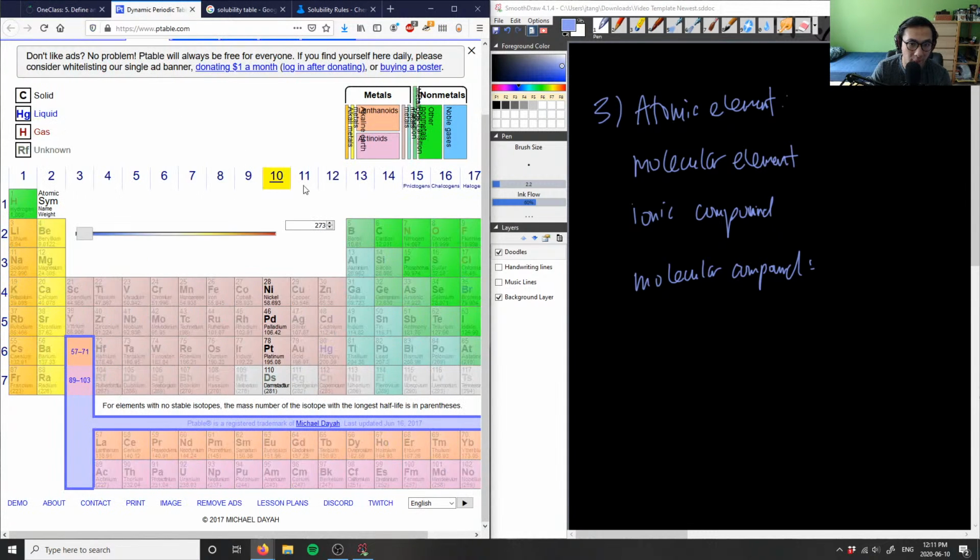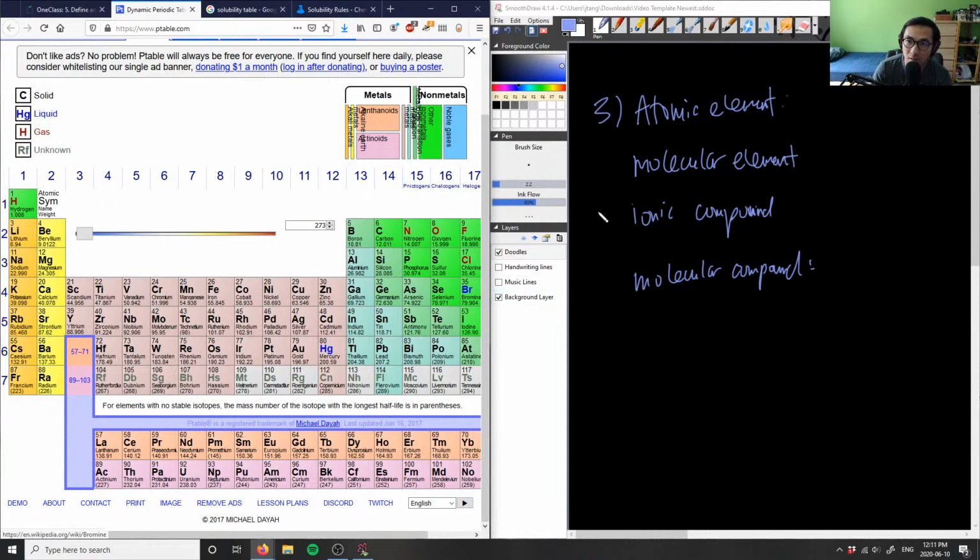If you look at these elements in the periodic table, for example, calcium would be an atomic element because it exists only in 1 unit. It could be lithium, for example, it could be carbon. All these guys here are atomic elements because they exist as one. In a molecular element, however, these guys exist in 2. So these are commonly known as diatomic molecules.